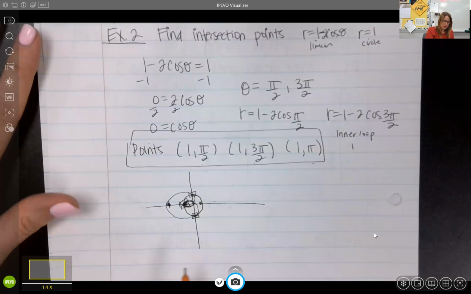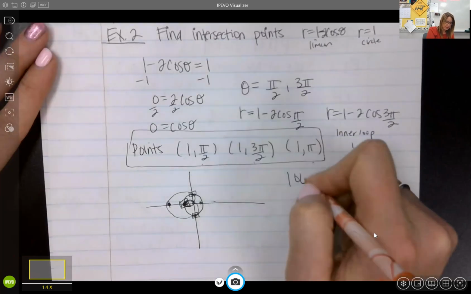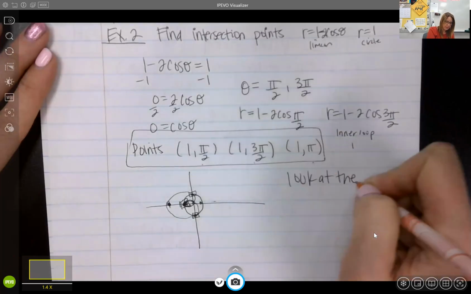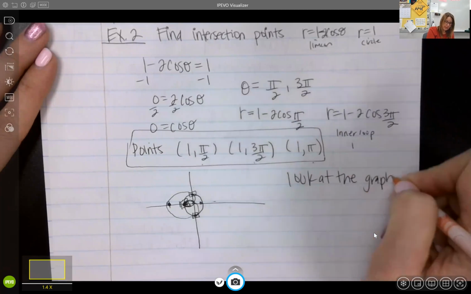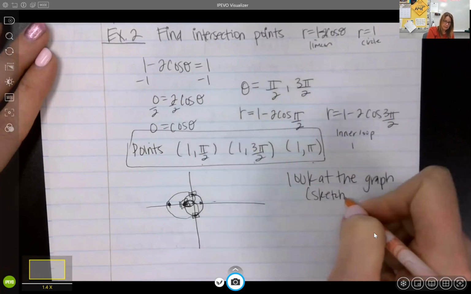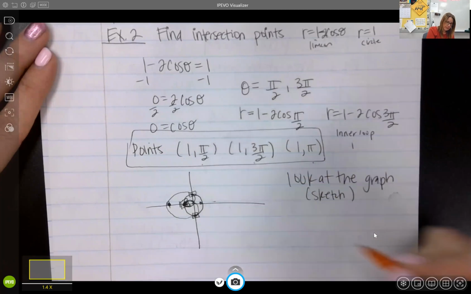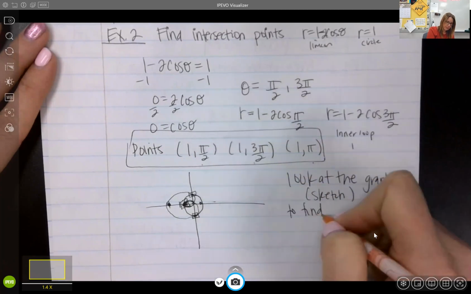So you want to make sure to look at the graph, which means you need to know how to sketch it, to find other intersection points.